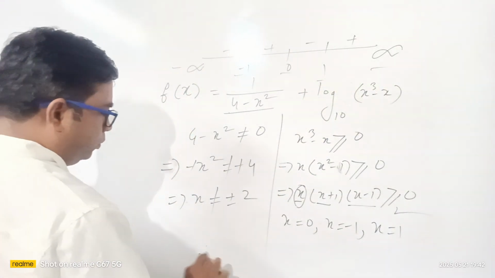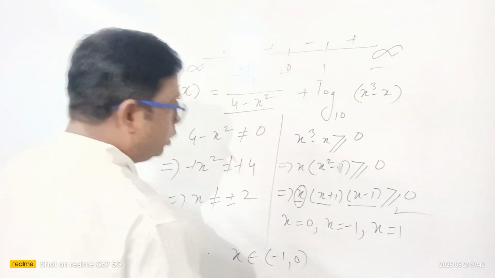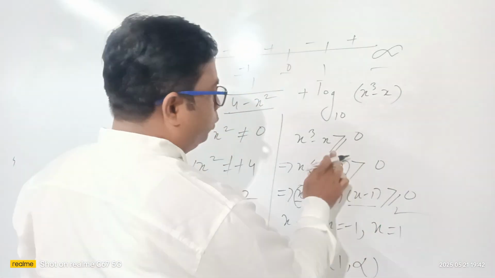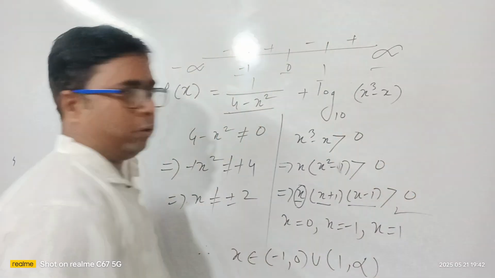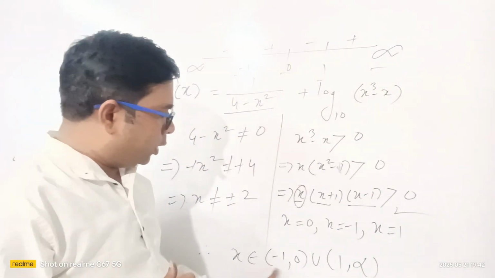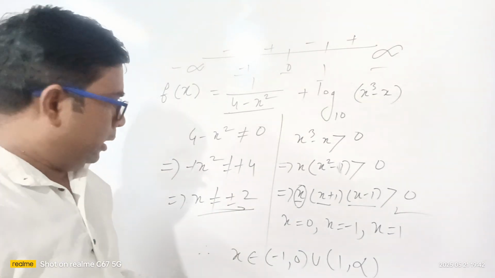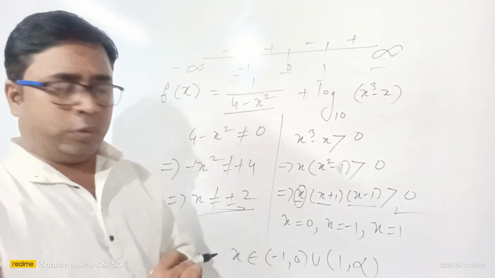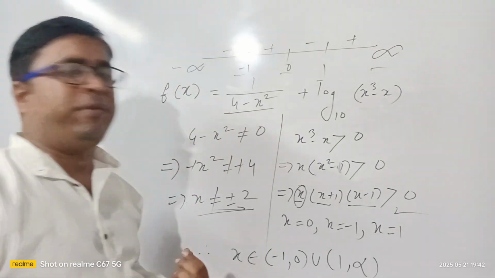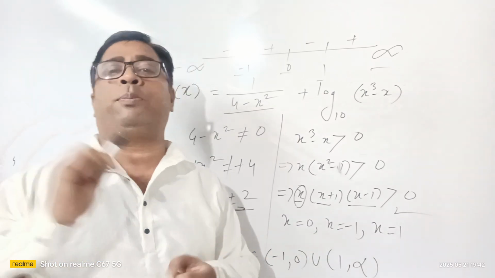So here x belongs to minus 1 to 0 union 1 to infinity. There will be no equal to sign because it is a log function, and a log function does not accept any value which is equal to 0. So here the value is minus 1 to 0 union 1 to infinity. And according to the first condition, x cannot be equal to plus minus 2 also. So now we will see whether minus 2 and plus 2 lie in this interval or not. If they lie in this interval, we have to cancel that part.